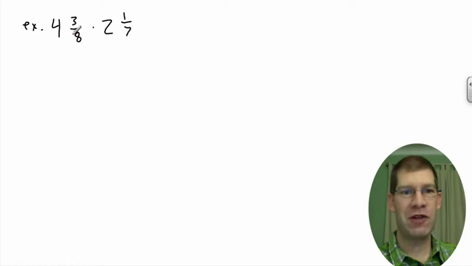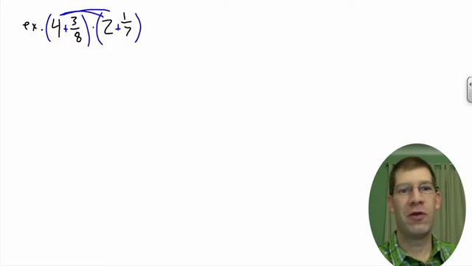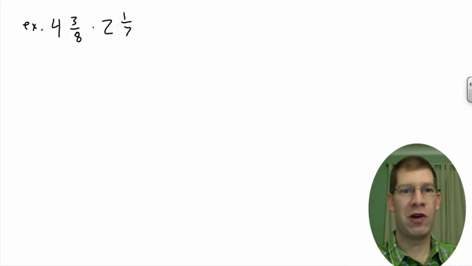If you were to try to do that, it's something that you'll get to later on probably. I don't think you've done it already, but where you have to FOIL. So I wouldn't write this. But when you have a problem like that, you need to do distributive twice. You'd have to do the 4 times the 2 and also the 4 times the 1/7. You have to do the 3/8 times the 1/7, but also the 3/8 times the 2. You have to do both of the first parts times both of the second parts. So that ends up being probably more work than just going through and changing them to improper fractions.